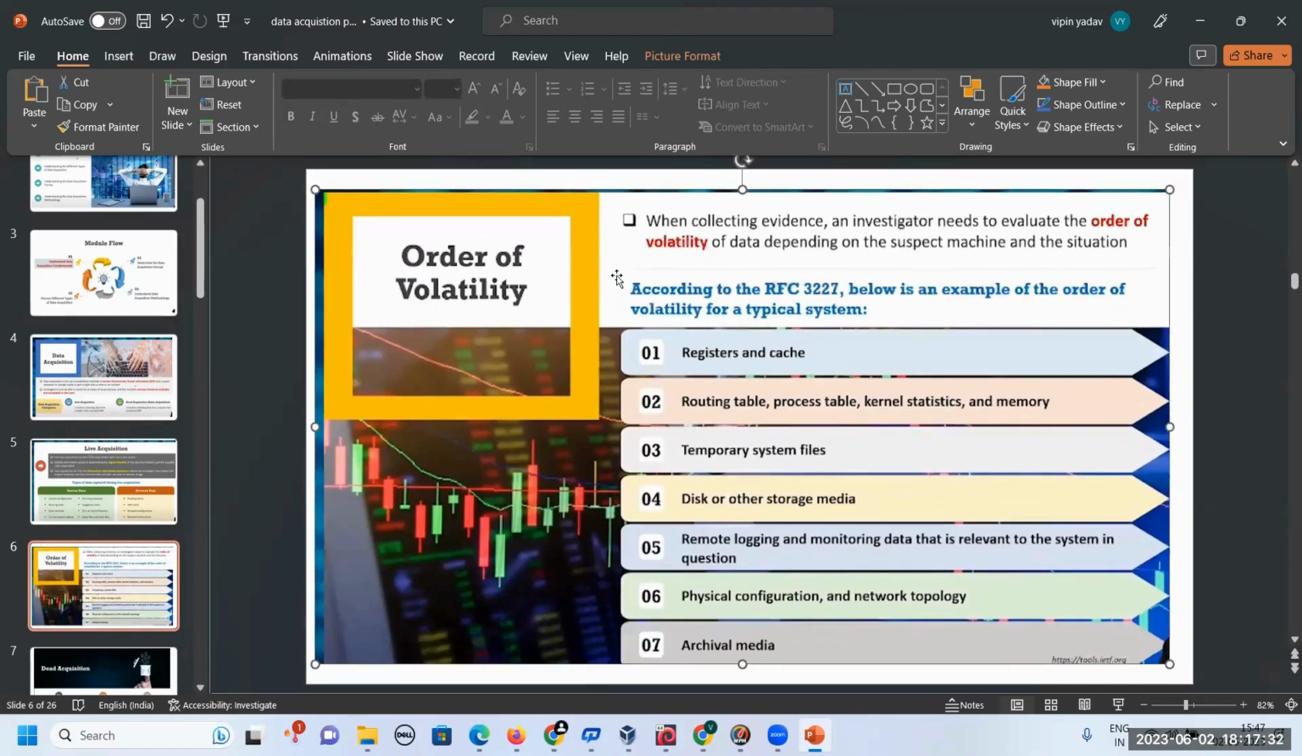And it's all about, as we studied about chain of custody, first of all we have to note down all the things that are available in that particular device.